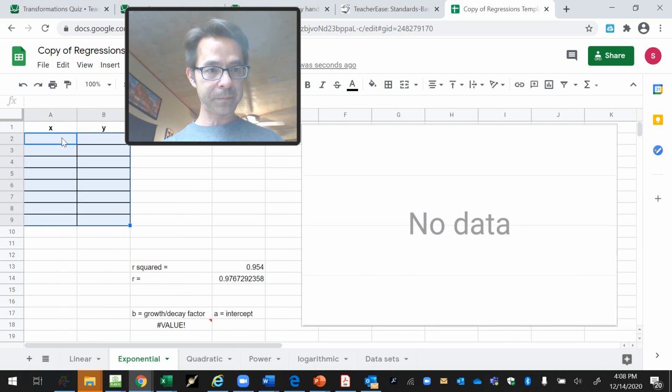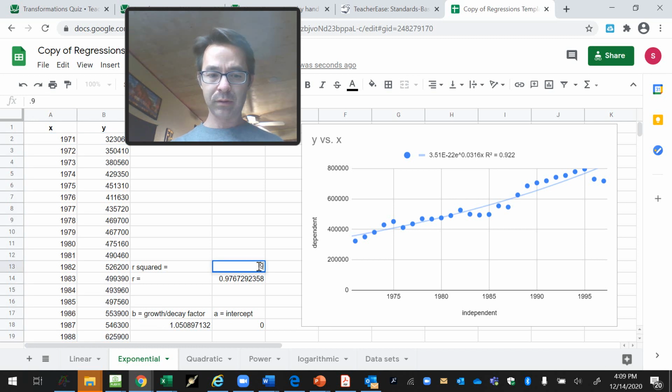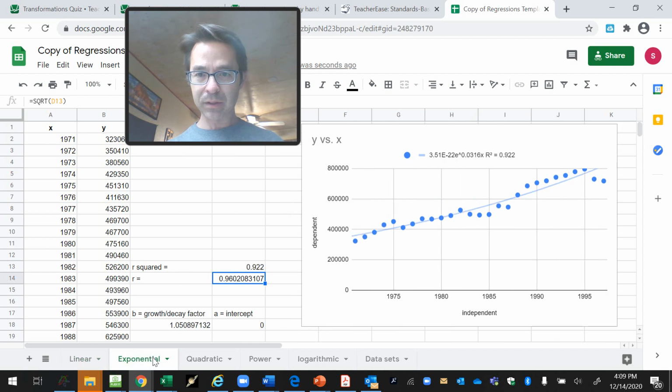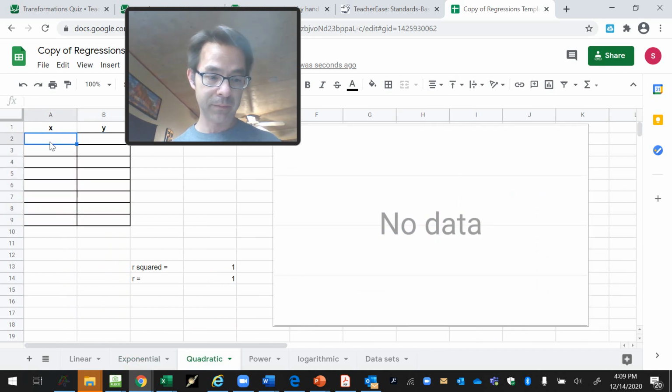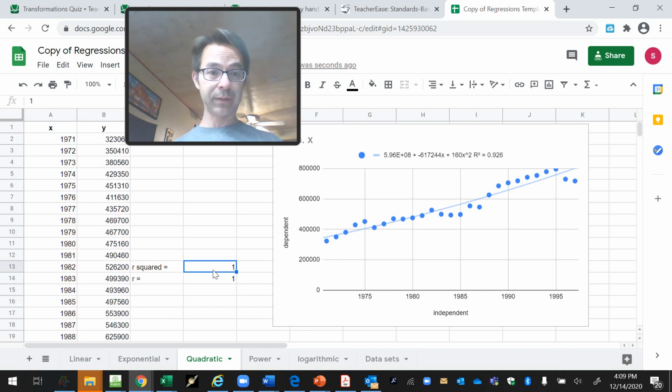Exponential. Is that literally the same number? What the? That's not the same number. Let me check. 0.922. What? How is that even possible? Mind is blown right now. Okay. Oh, well. Apparently quadratic's even a little bit better.